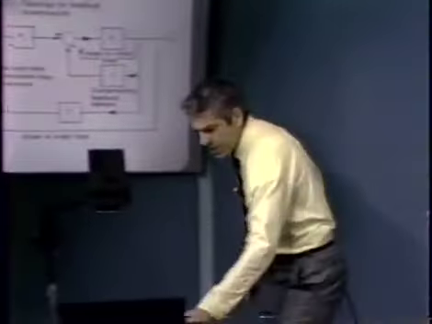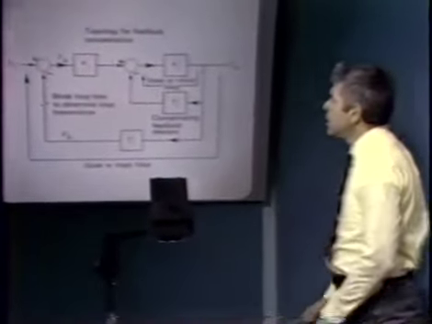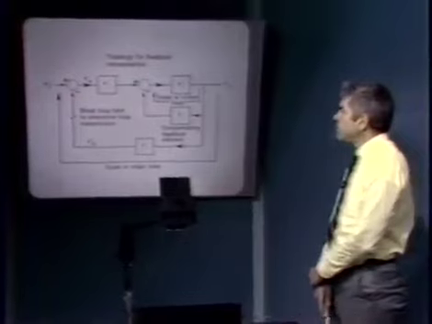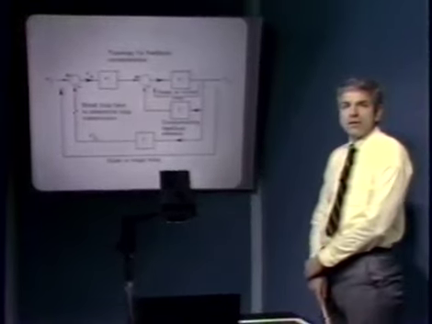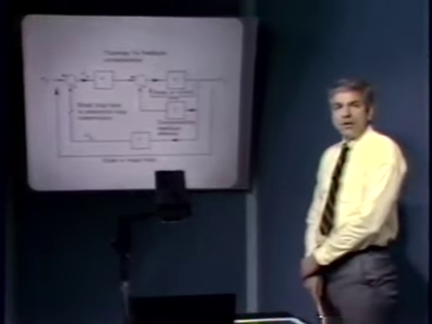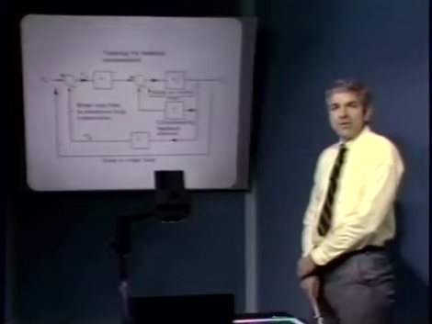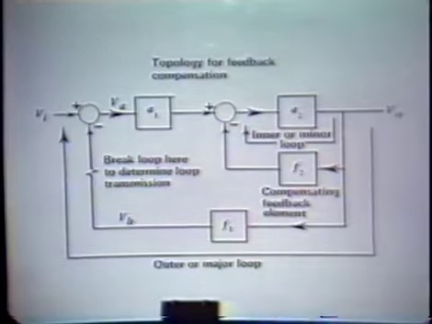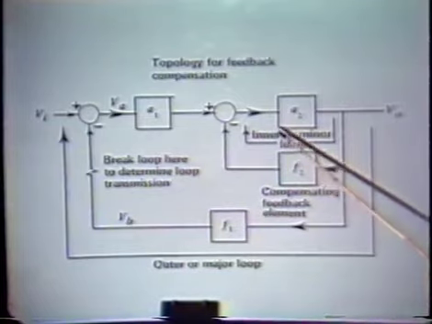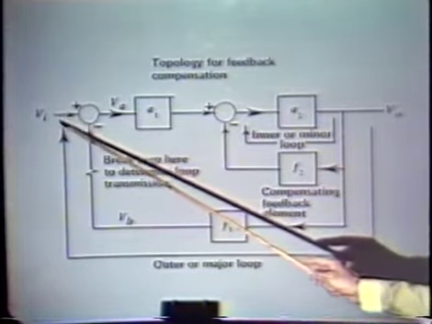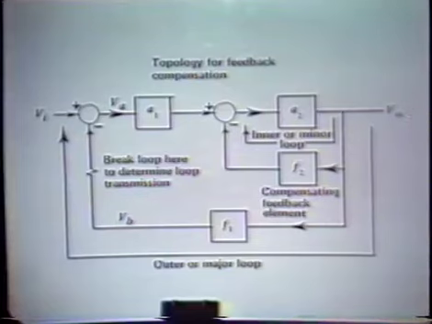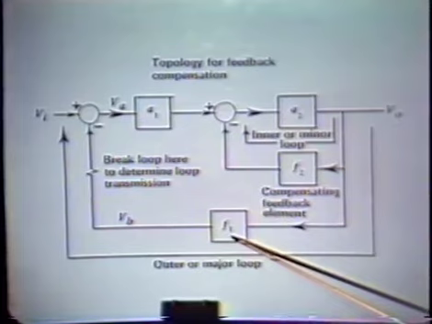Today, I'd like to consider another way of compensating a feedback system, in particular feedback or minor loop compensation. The topology for feedback compensation is shown in this view graph. And this is a fundamentally different kind of topology from what we have with series compensation. Here we have a two-loop system. We have, of course, the input and the output. And as always, we have a feedback element here.